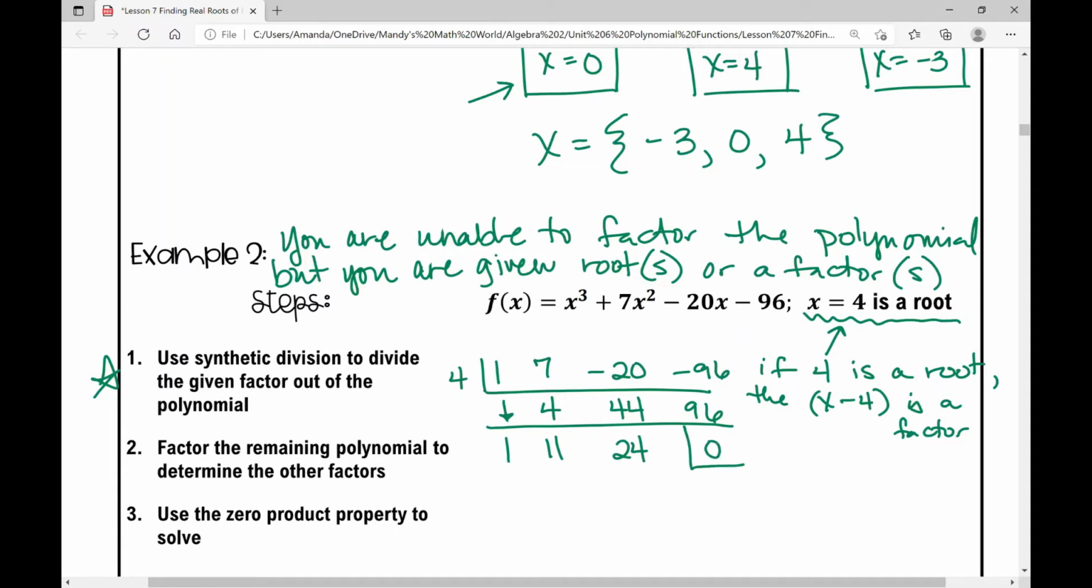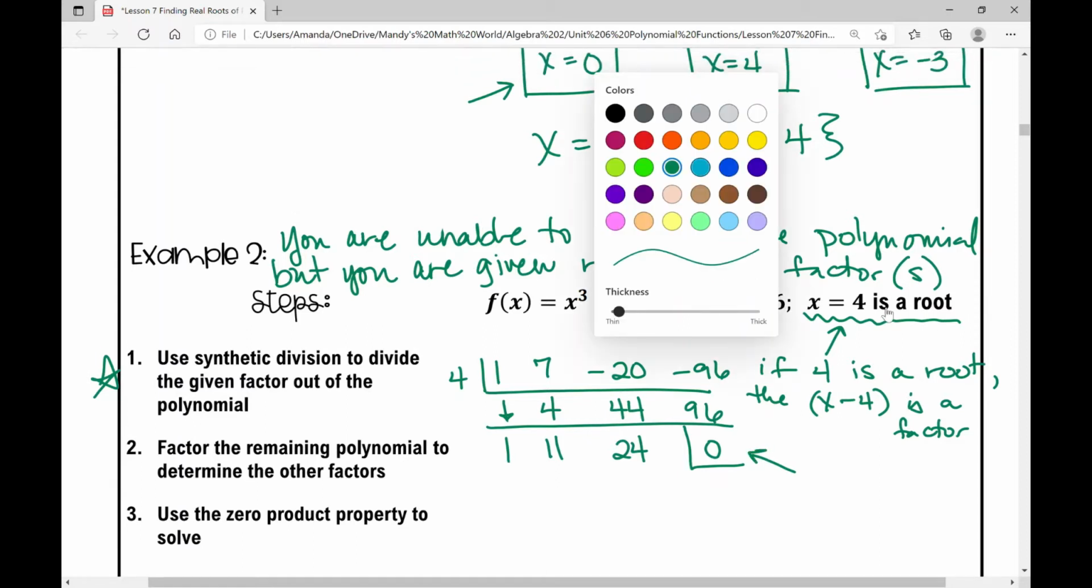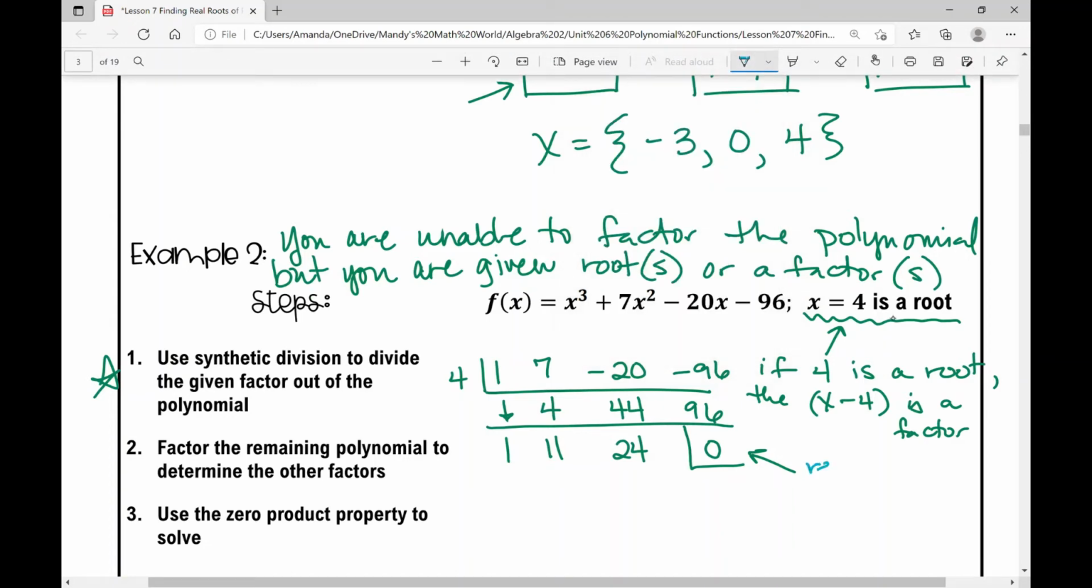This is really important. If you did not get 0 as a remainder when you use synthetic division, that means x equals 4 isn't a root, which means x minus 4 isn't a factor. But this particular problem tells you that x equals 4 is a root, so you absolutely should get a remainder of 0. But let's write that out so we have it in our notes. Remainder is 0 if x minus 4 is a factor, or if x equals 4 is a root, however you want to look at it.